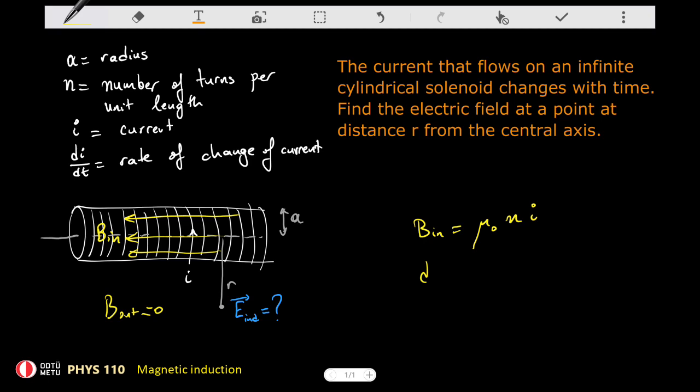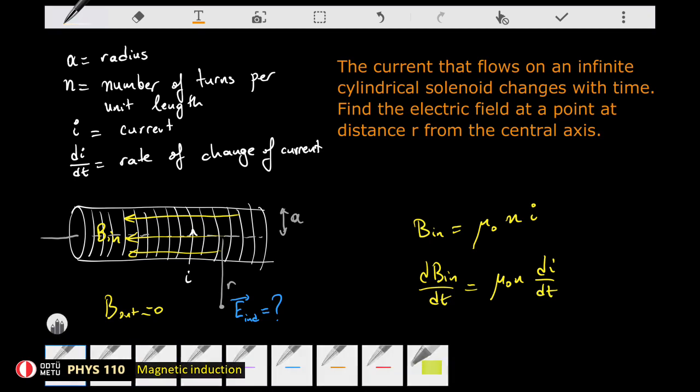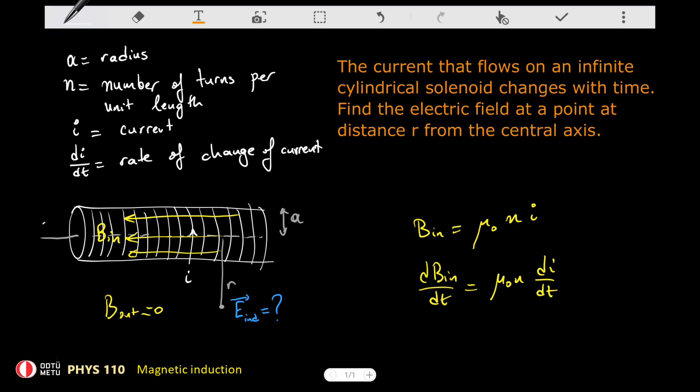In this case, since the current changes with time, the magnetic field also changes with time, and as a result, this causes an induced electric field. I'm going to look at this problem from this top view. From this view, things are going to look like that. This is the solenoid, the wire part of the solenoid. There's actually a current flowing in there.